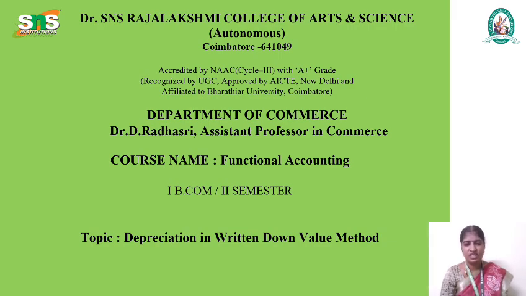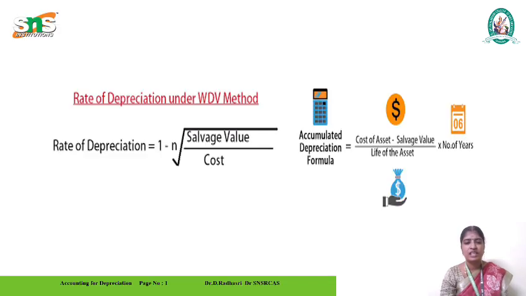Today we are going to see about functional accounting. In functional accounting, we look at depreciation and the written down value method. What is the written down value method? In the previous class, we saw the straight line method of depreciation.